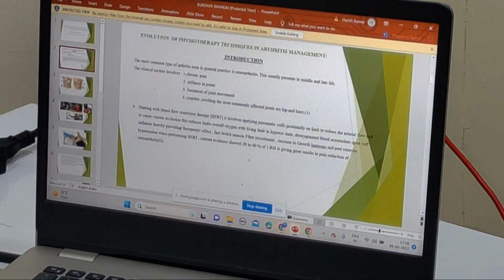The use of blood flow restriction therapy also causes post-exercise hypotension. The current evidence showed that 20 to 40% of 1 repetition maximum results in pain reduction in osteoarthritis. Next.